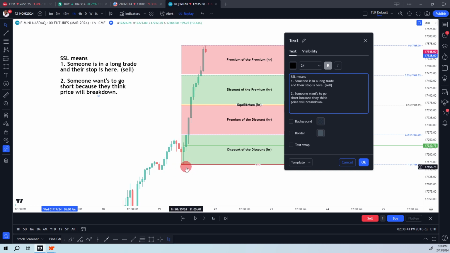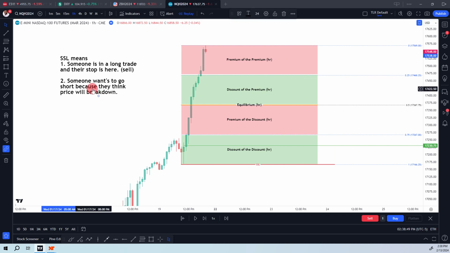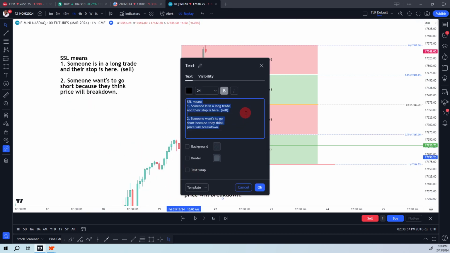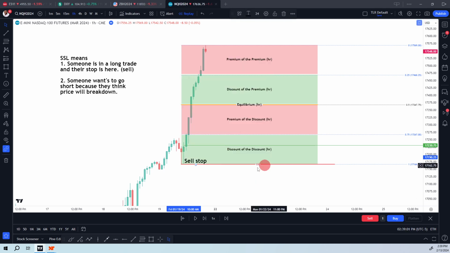Now, if you're not in a trade and you want to get in a trade that's going down, you put a buy stop, right? No, a sell stop. A sell stop. Okay. You put a sell stop there, right? You put a sell stop right there.